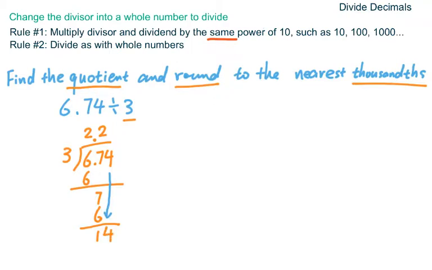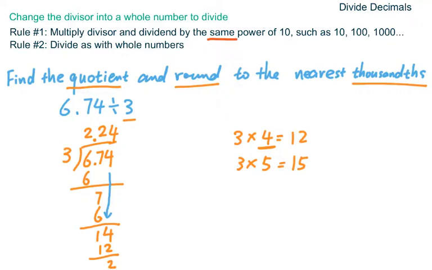Now we have to think about how many times 3 goes into 14. So if you are not familiar with multiples, you can also check a multiplication chart. But we know that 3 times 4 is 12. 3 times 5 is 15. That will be too big, so that means we can only pick 4. So 4, 3 goes into 14. 3 times 4 is 12. 14 minus 12 is 2. So our remainder is 2.